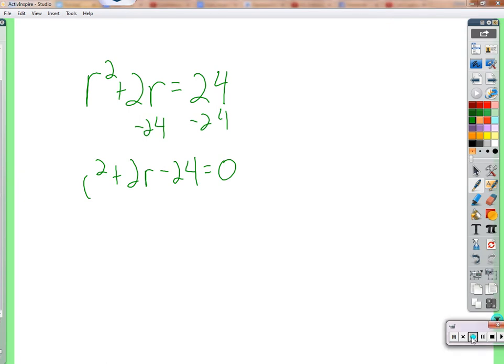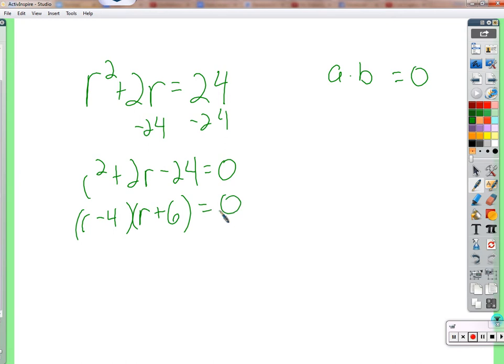Okay, to approach this problem, the first thing that we're going to do, after we have 0 on one side, is get the other side to look like what? A times B. Right? Something times something. Okay, so what will that look like when we get it to factor out? r minus 4, r plus 6. Nice.